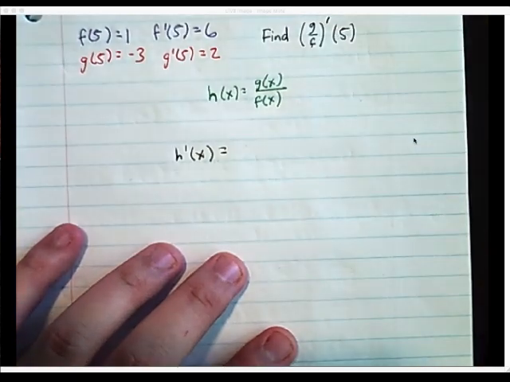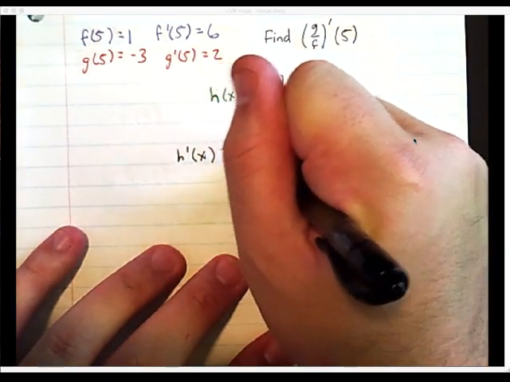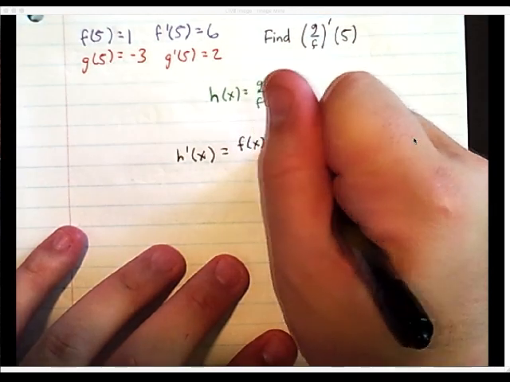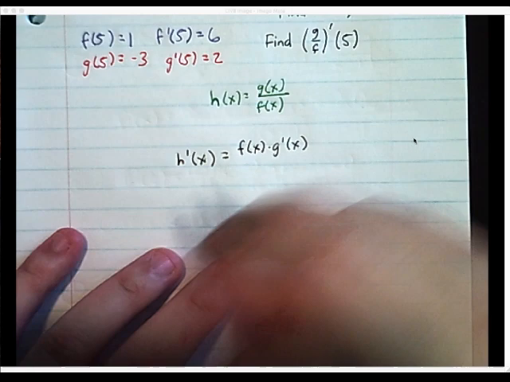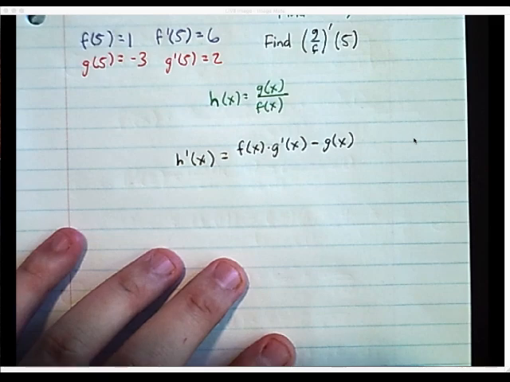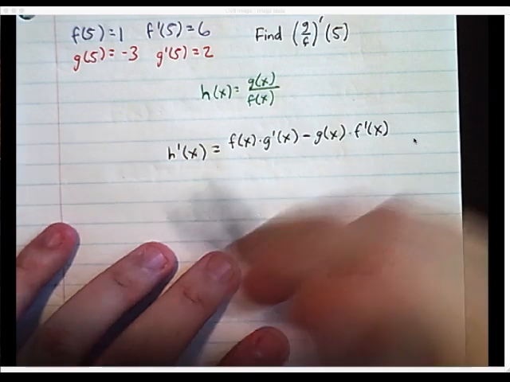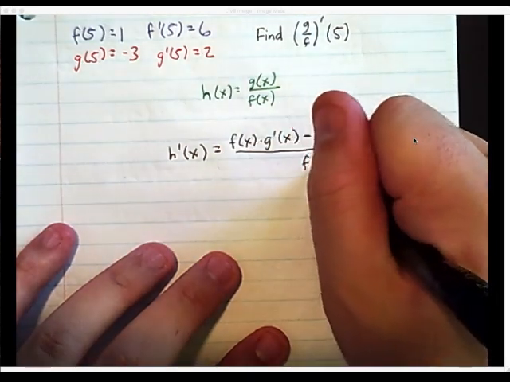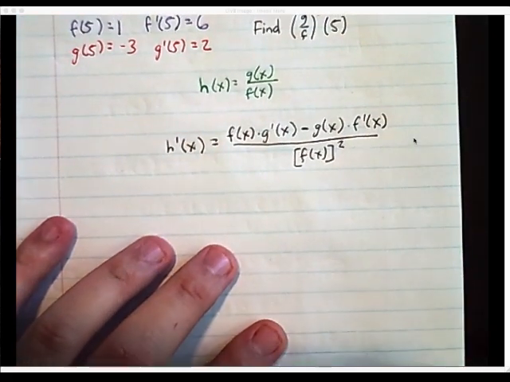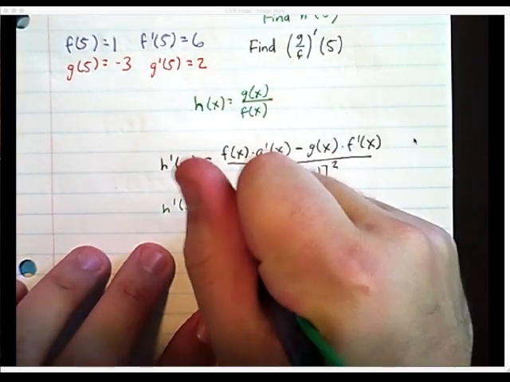So if I'm going to find h prime of x, we're going to do our saying. Low is f times d high, derivative of high, so g prime of x, minus high, g of x, d low, the derivative of the low, derivative of f, all over low squared. And we're trying to find a specific value. We're trying to find h prime at 5, so everywhere I see an x, I'm going to put in a 5.